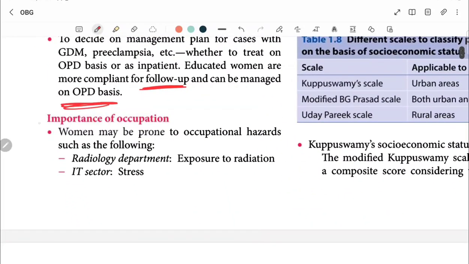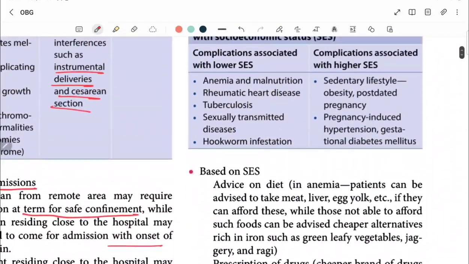Now next, what is the importance of occupation? Women may be prone to occupational hazards. For example, in the radiology department, there is exposure to radiation. In the IT sector, stress is a very common factor.